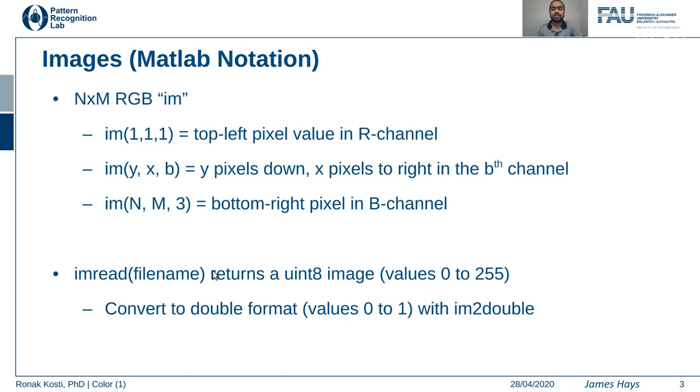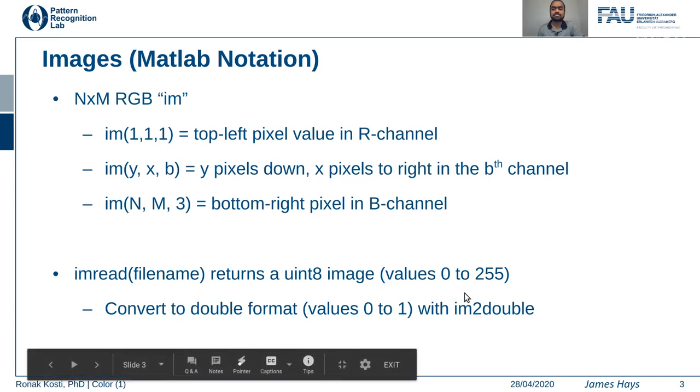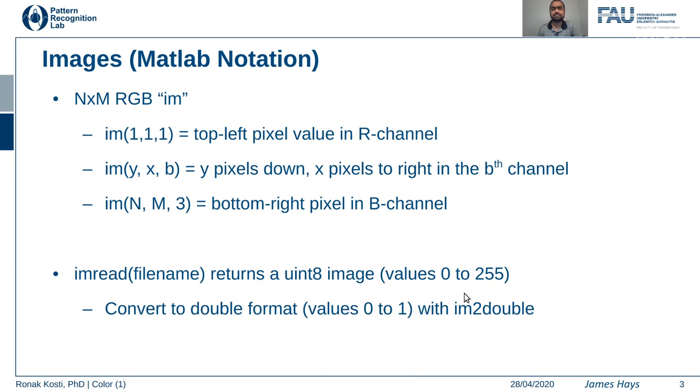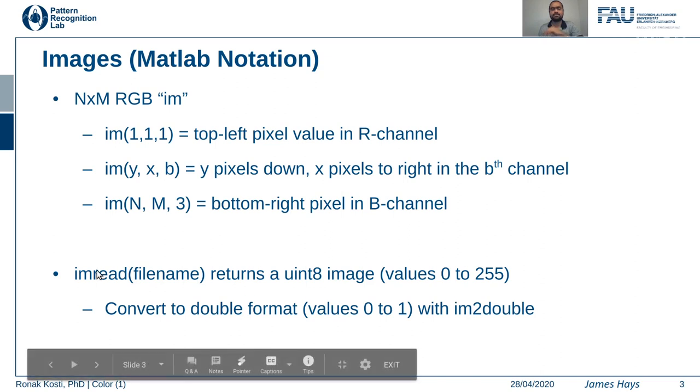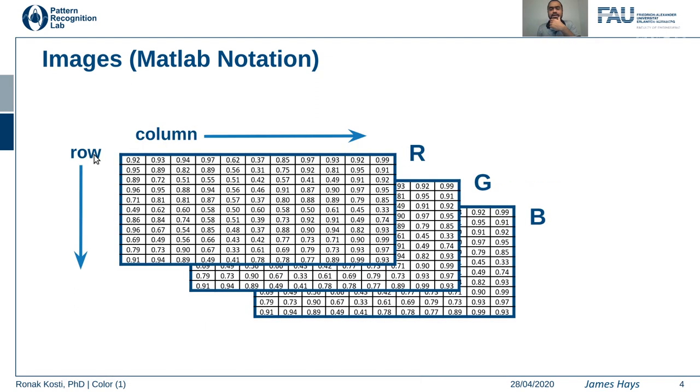If you read an image file, it returns an unsigned integer value between 0 to 255. If you want to convert it, you can convert it using this im2double format. This is basic MATLAB stuff. If you have a background in MATLAB, you know what these values mean. Similarly, when you want to look at it in the matrix form, these are the rows along the height, these are the columns along the horizontal direction, and each channel R, G, and B are stored in this sequence in MATLAB.